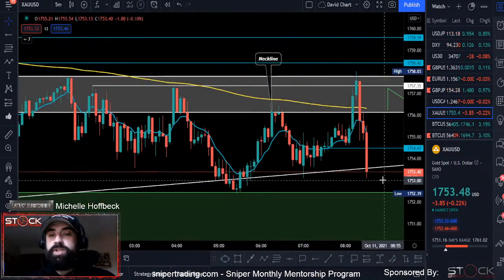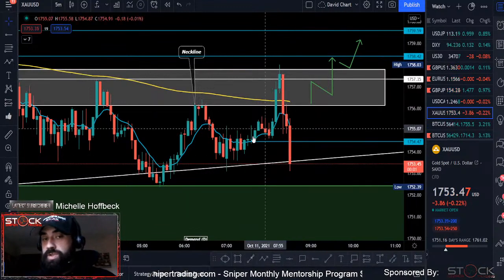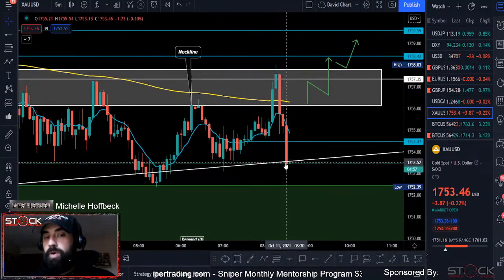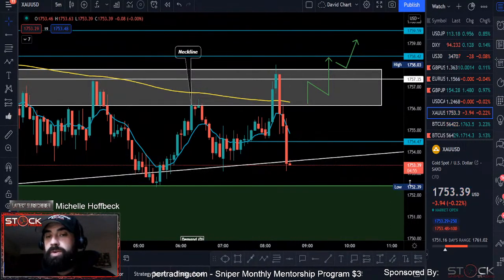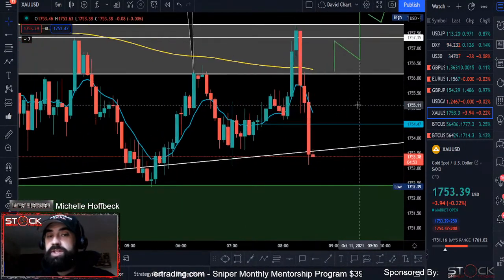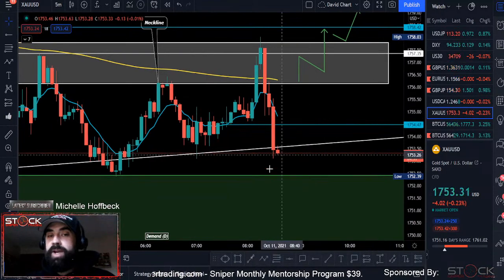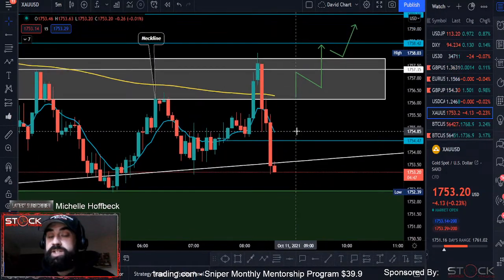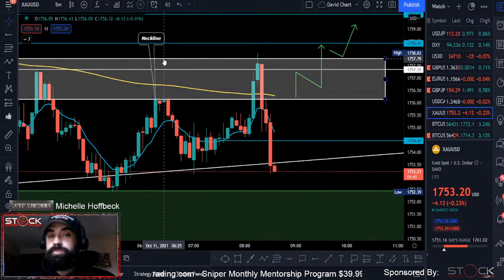Remember, now it's approaching that 200. Rejected at the 200, now hitting that 4-hour ascending angle. So gold is falling very hard, guys. Look for it to come back into this demand zone. We're going to see if we get a nice little bounce or if gold is really going to continue to sell off here.